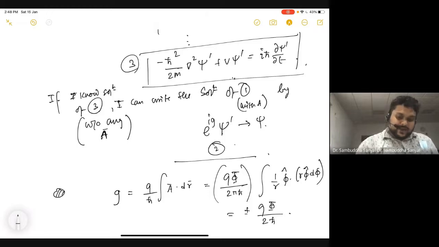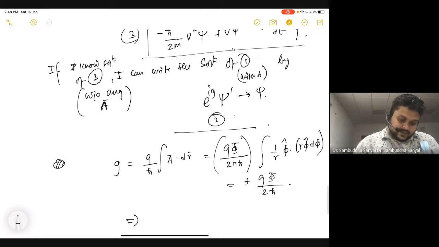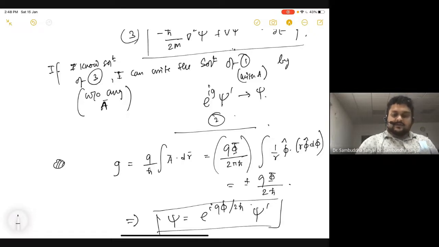So if I multiply psi prime, which is the original solution without the gauge field, by e to the power i q phi by 2 h bar, then I'll get the full solution. That is the meaning of this. And this follows exactly from what we discussed earlier today and in the past days: if I have two sets of fields connected by some gauge transformation, I can go from one to another by doing this operation. Okay, now let's see what the consequence of this is in some observables.